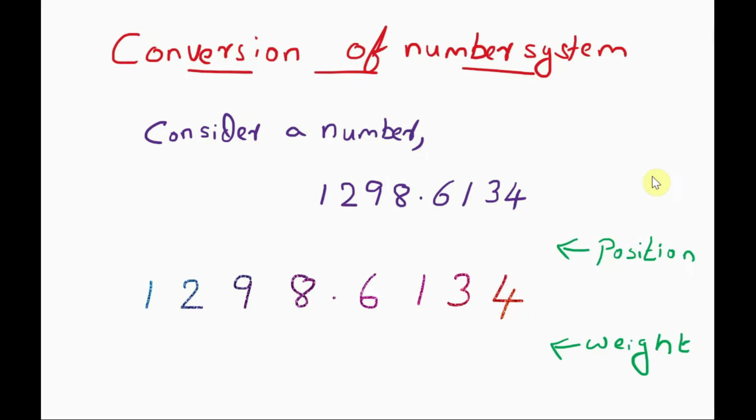In this session, we will see about the conversion of number system. That is, conversion between different number systems. For example, conversion from decimal number to binary number, or from binary to decimal number, or from hexadecimal to binary, and vice versa, etc. So, we will see the conversion between these number systems. If you are not familiar with the number systems, go and watch the video about the number system.